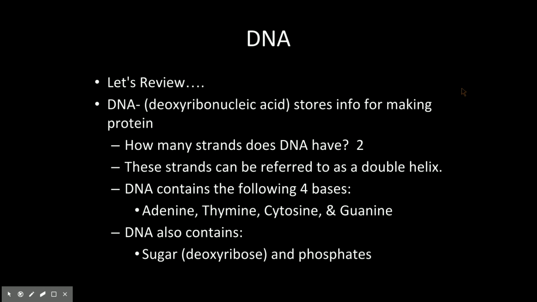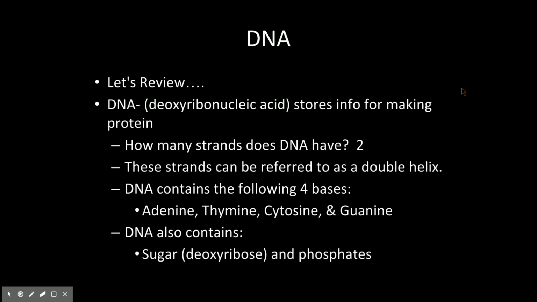All right, so on the back of your paper, let's review what you know about the structure of DNA. You know that DNA stands for deoxyribonucleic acid, and the purpose of DNA is storing information that is going to be used later to make our proteins. How many strands does DNA have? It has 2. That's why it's called the double helix. DNA contains the 4 bases, A, T, C, and G: adenine, thymine, cytosine, and guanine. DNA also contains a sugar, specifically the deoxyribose sugar. We call that a pentose sugar, remember, because it has 5 sides, and it has phosphates. That sugar and phosphate is what makes up the backbone.